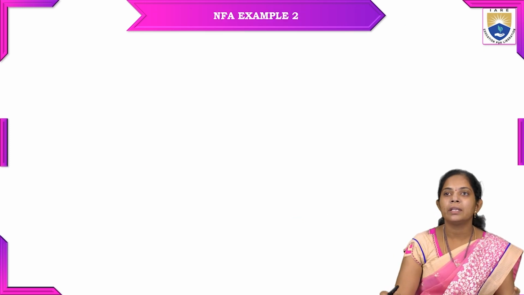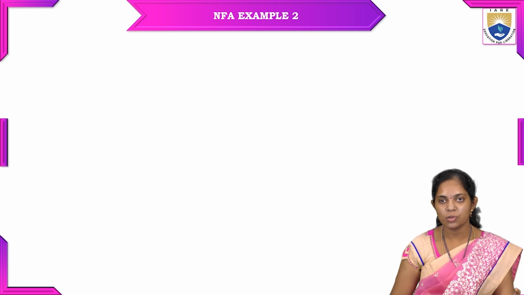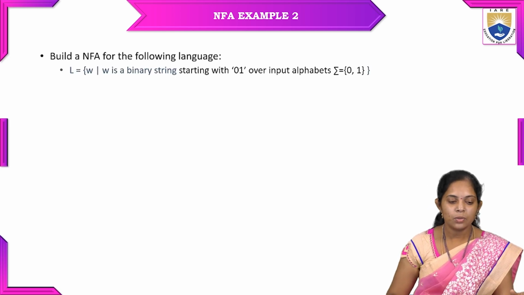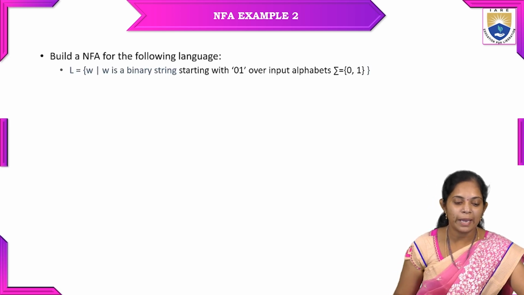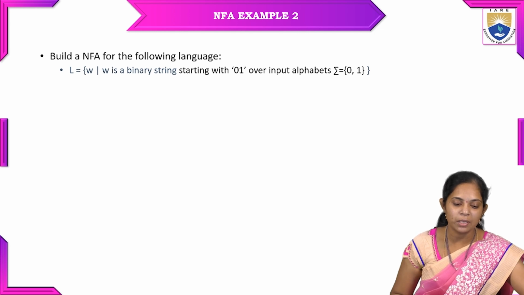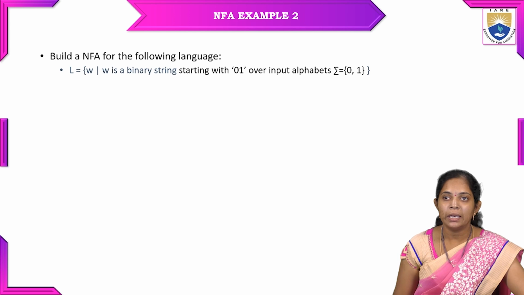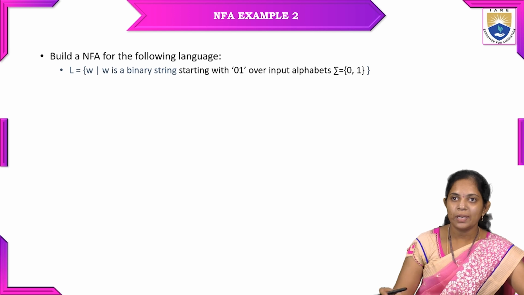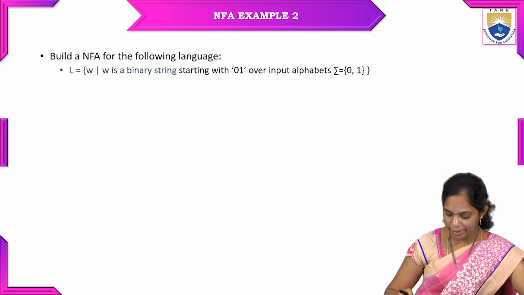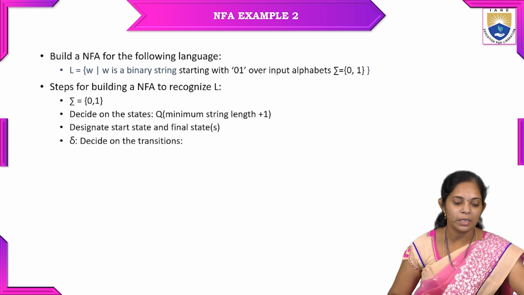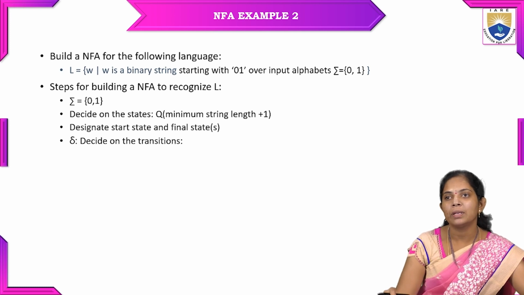And let's do another example for the same construction of NFA. Build an NFA for the given language. What is that language? W is a binary string over the input alphabet 0, 1, starting with 0 1. Let's find the steps for this one. How many steps do we require for this one, as usual?